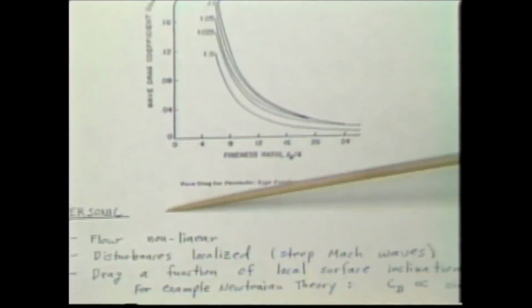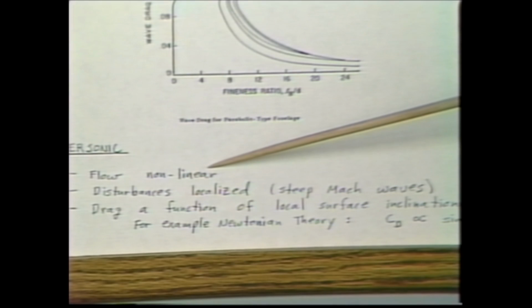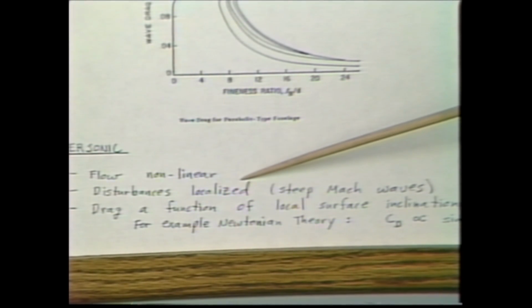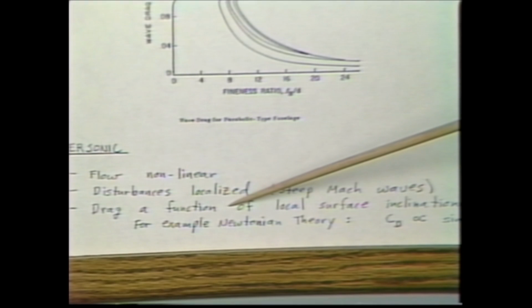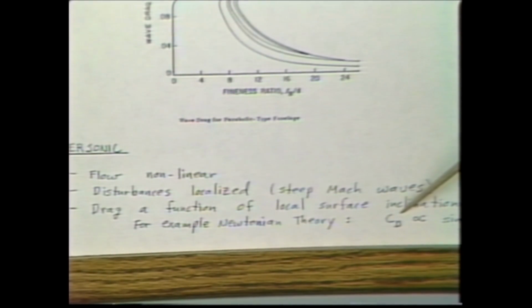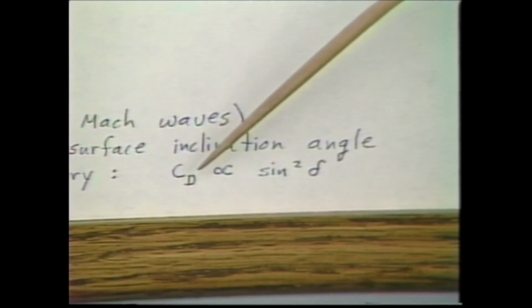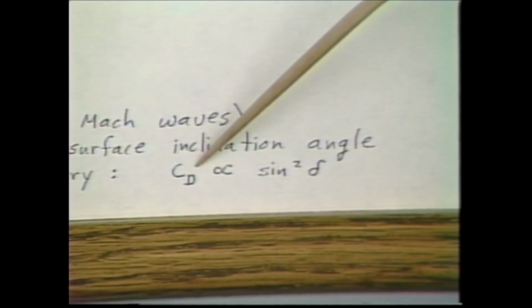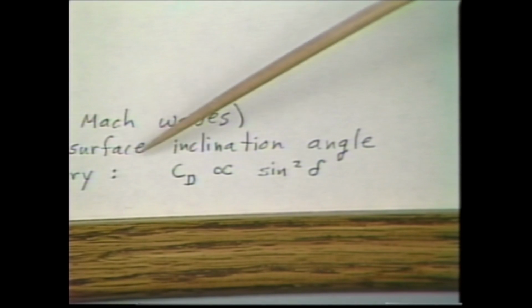Moving down, lower on the bottom of the page, hypersonically, the flow is very nonlinear. Disturbances are quite localized with steep Mach waves. And drag is really primarily a function of local surface inclination angle, and that's sort of illustrated by the Newtonian theory that drag is proportional to sine squared delta, or pressure, CP, either one. So at high speed, all you need are small deflection angles. Transonically, you want low fineness ratio.